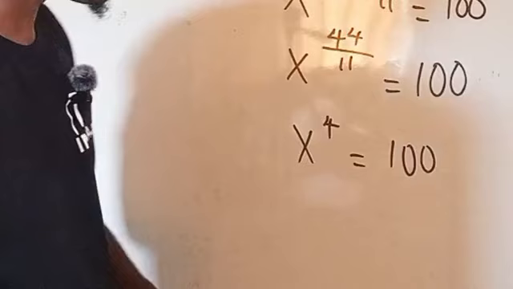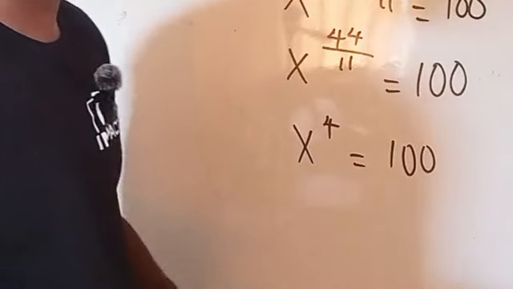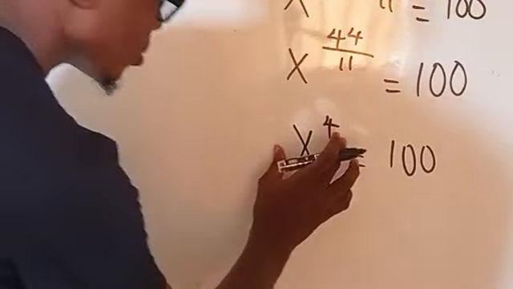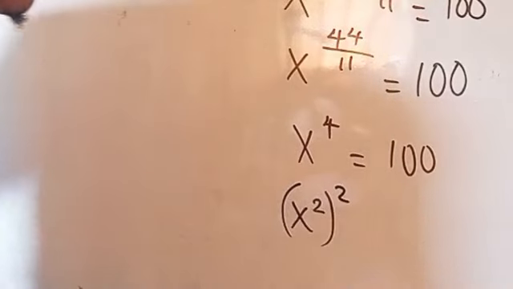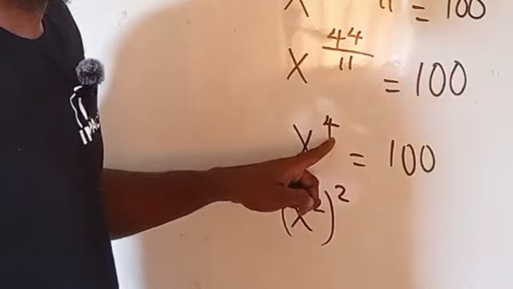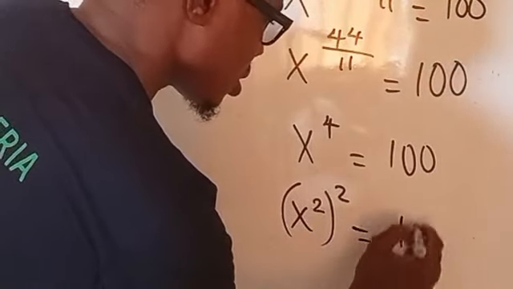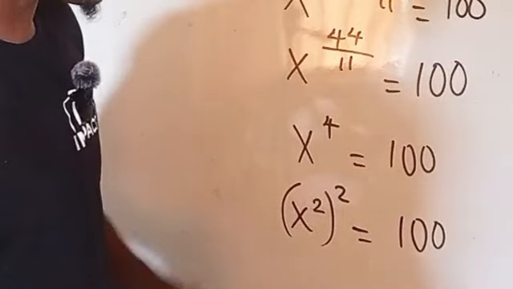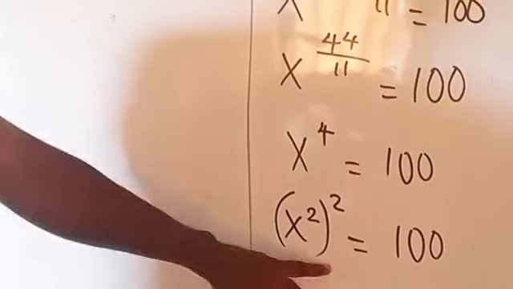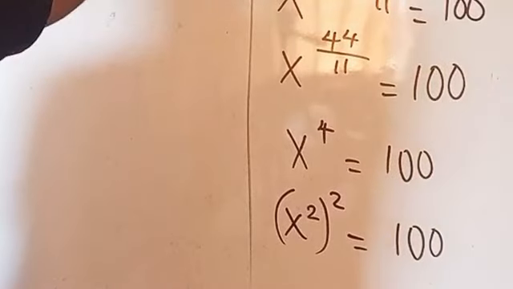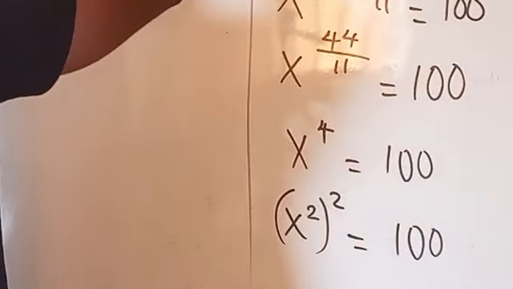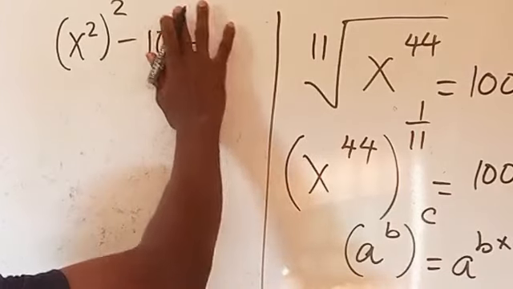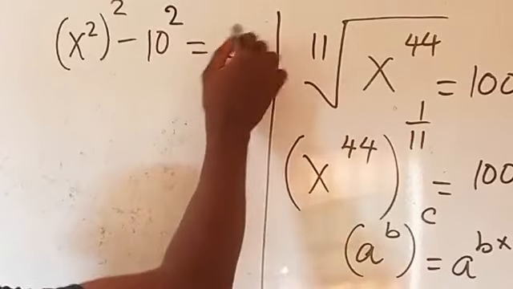Now from here, we have x to the power of 4 equals 100. So we can rewrite this equation as x squared, then to the power of 2, because 2 times 2 will give us 4, then we have 100. So what are you going to do from here? We have x squared all to the power of 2 minus 10 squared, because I can take this 100 to the left hand side, so it becomes 10 to the power of 2, because 10 to the power of 2 is the same thing as 100, so we have this equal to 0.